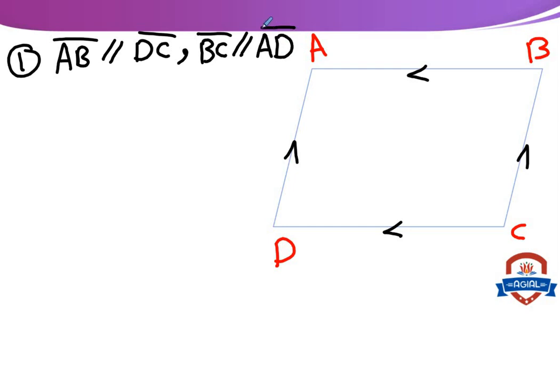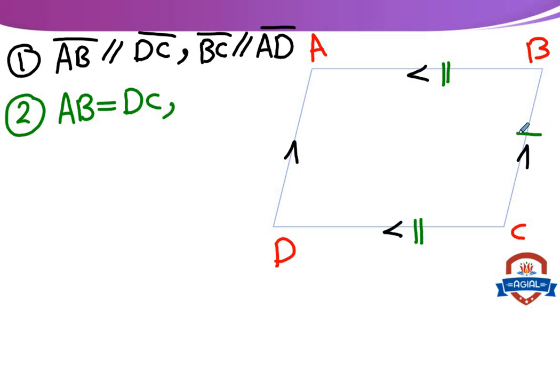Number two, each two opposite sides are equal in length. Then the length of line segment AB equals the length of line segment DC, and the length of line segment BC equals the length of line segment AD.